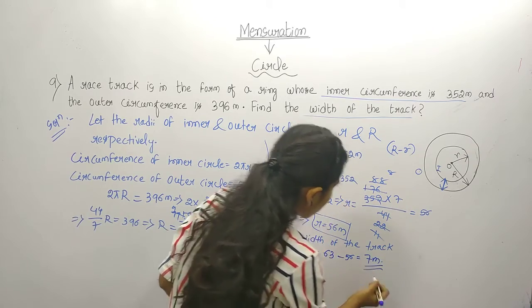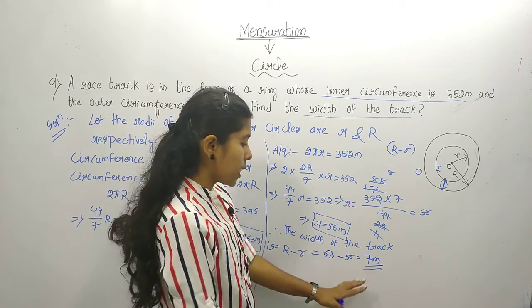7 meter. So therefore the width of the track is 7 meter. Okay.